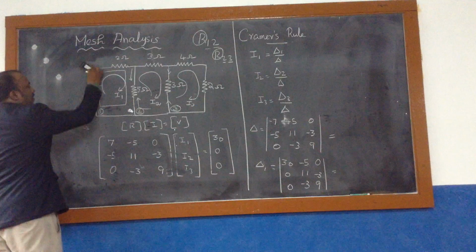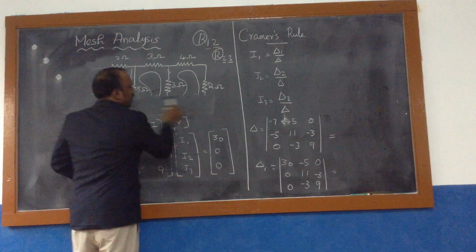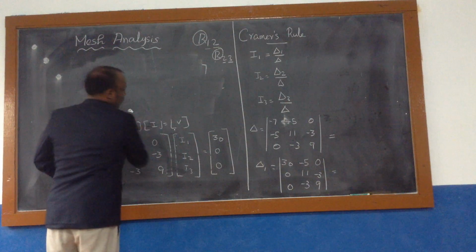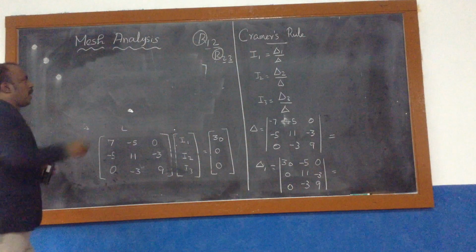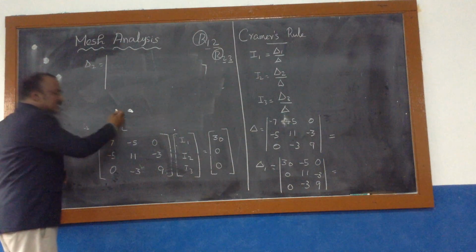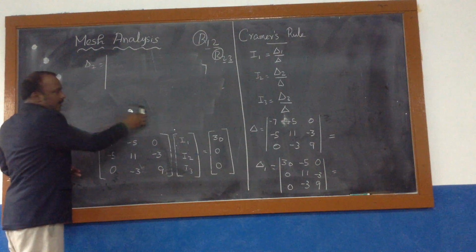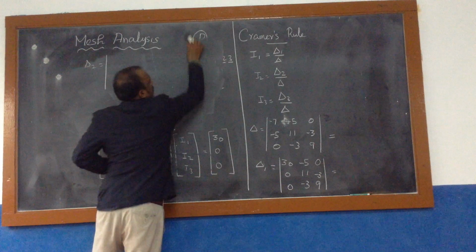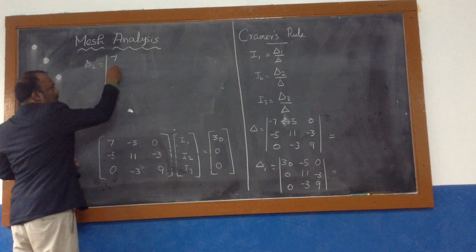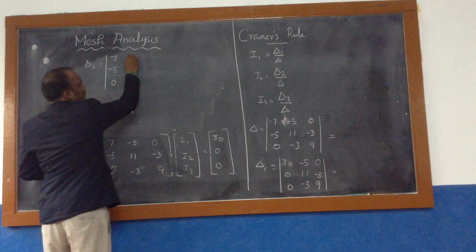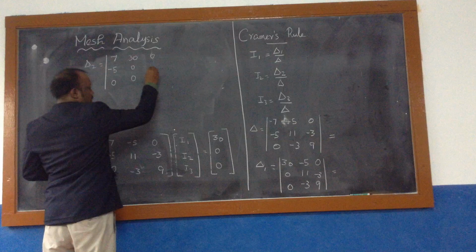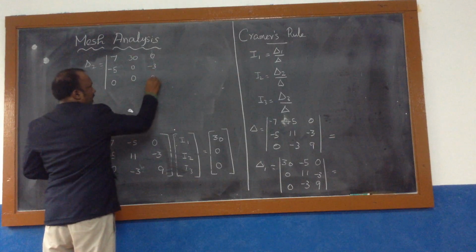Similarly, the same way, calculate the values of del 2 and del 3. What is del 2? Same way, del 2 means second column. Remove the second column. So it will become 7, minus 5, 0. This will become 30, 0, 0. Third will become 0, minus 3, and 9.